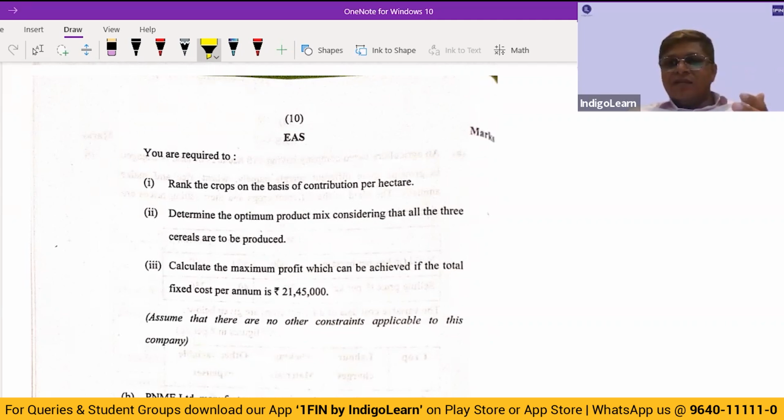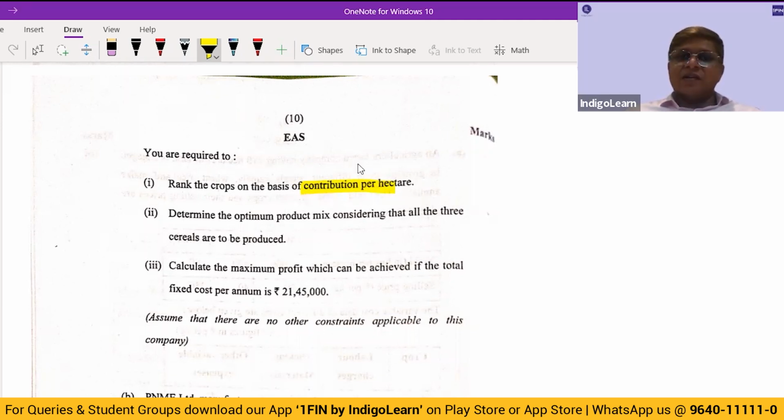See, friends, I always go to the requirements first to understand which topic the question is from. And it gives me a feeling as to the level of complexity involved. Now, when I see rank the crops on the basis of contribution per hectare, I am assuming that they must have given us the selling price for the three crops, the variable cost involved, and the fixed cost involved. And that is where they want us to calculate contribution per hectare.